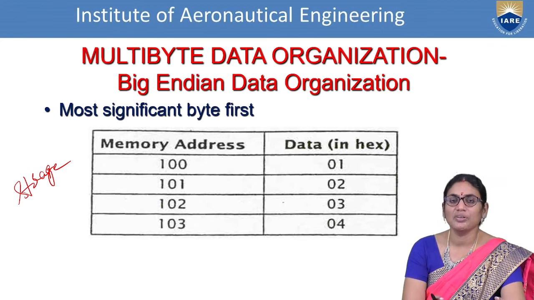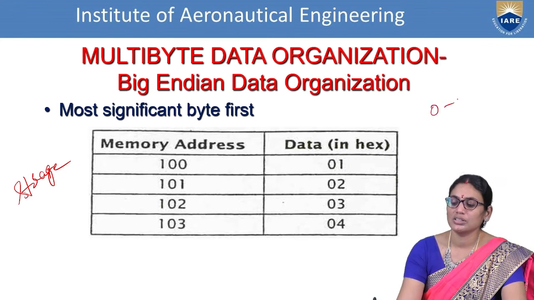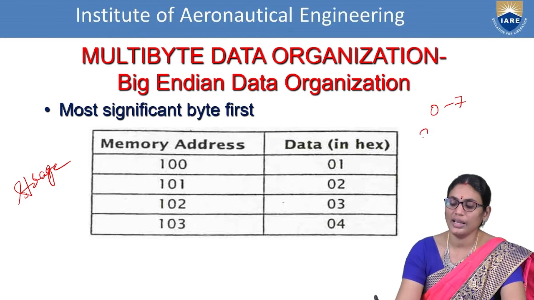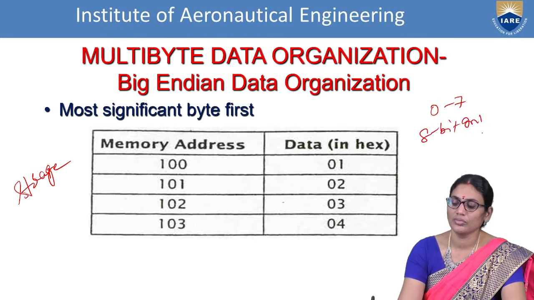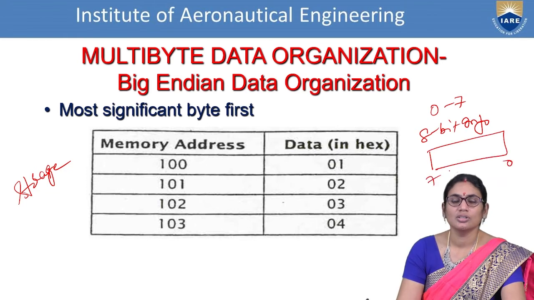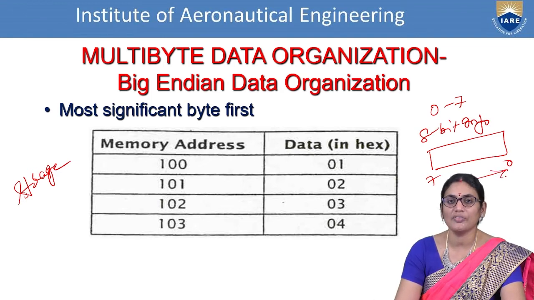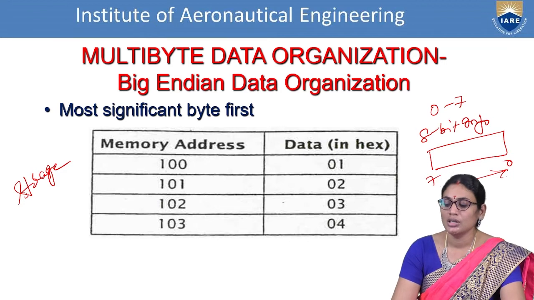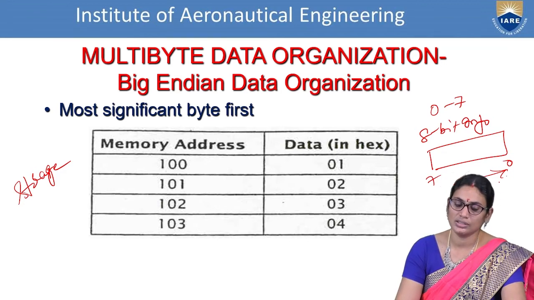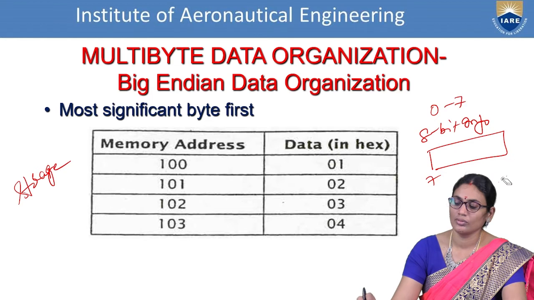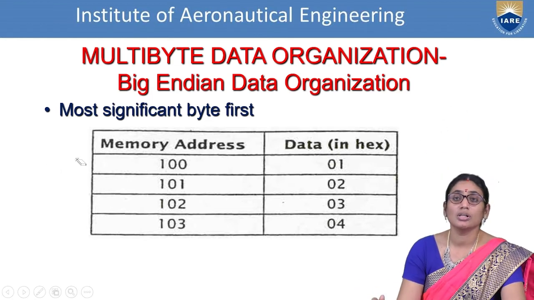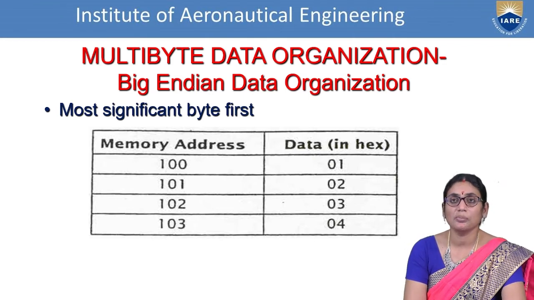As a general principle, we have learned that data will be represented in 0 to 7 format. For example, 8-bit information is processed as 0 to 7. So what is the 0 to 7? This is a radix or a representation. This kind of representation has some specific classifications. So what does it mean actually? Let us see this. So first one is multi-byte data organization.